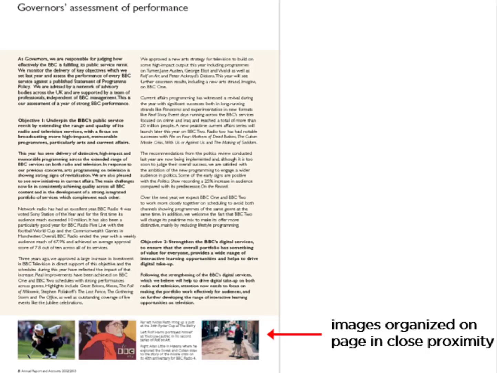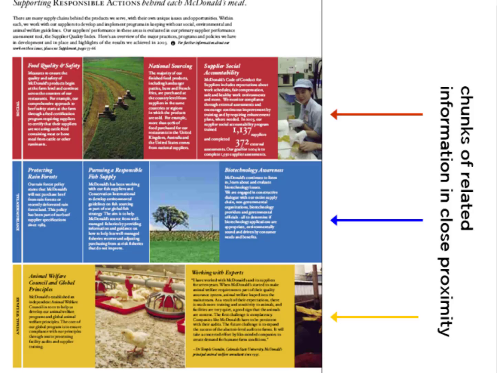On this report, we see all of the images that relate to the page's content in close proximity arranged at the bottom of the page. And finally, in this interior page of a McDonald's sustainability report, we see related information appears in close proximity. And again, contrast in color is used to separate the different types of content.